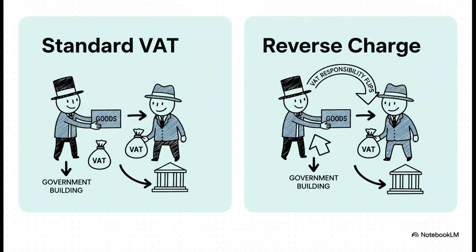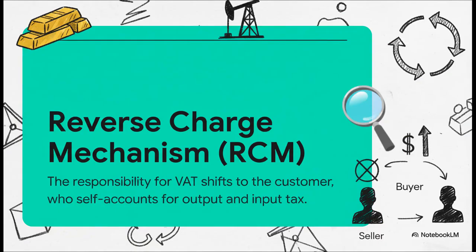The seller doesn't charge any VAT on the invoice. Instead, it's the buyer who has to calculate what's owed and pay it directly to the government. It's a total switch. So here's the more official definition. The reverse charge mechanism, or RCM, is all about shifting that accounting responsibility from the seller over to the buyer. And the key phrase to remember here is self-accounts. The customer is basically wearing two hats in their own tax return. They're acting as both the supplier and the recipient.